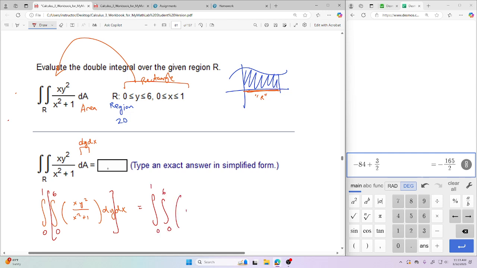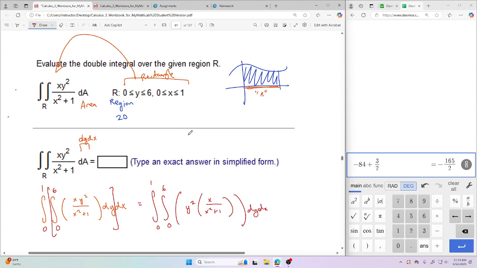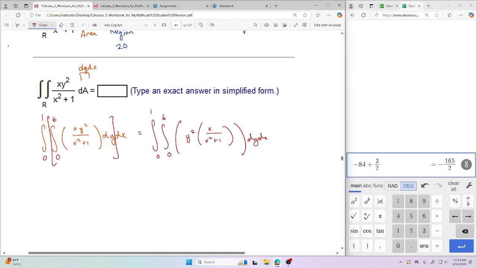Exactly. Think of this kind of like y squared times all this junk that we don't really care about, and we'll get back to that later. My main focus right now will be integrating this y part. And what happens to the y part? Yeah, cubed over 3. Very good. And again, all this other stuff I don't really care about right now. I'll come back to that later.